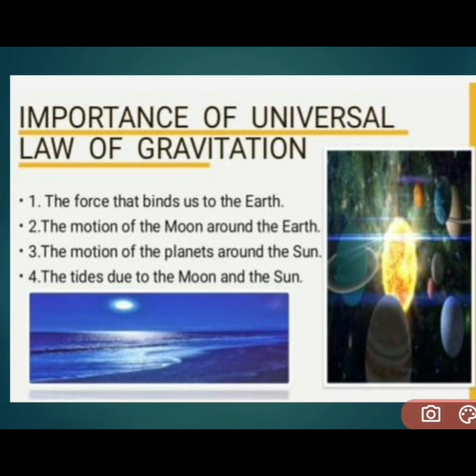Now, what is the importance of the universal law of gravitation? It is the only force that binds us to the earth. It is the force which brings about the motion of the moon around the earth. It is the force that produces the motion of planets around the sun and the tides due to the moon and sun.